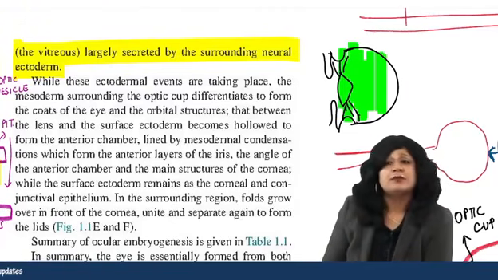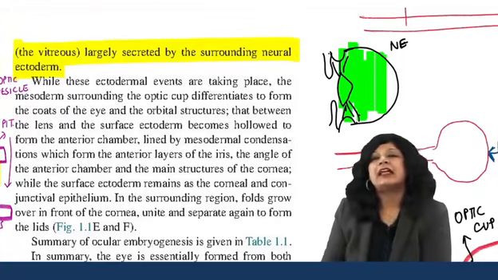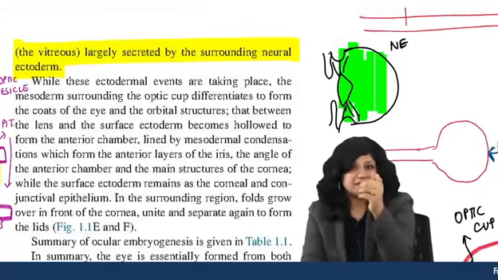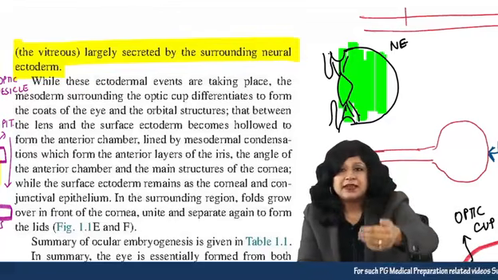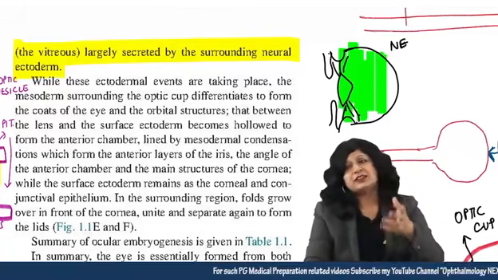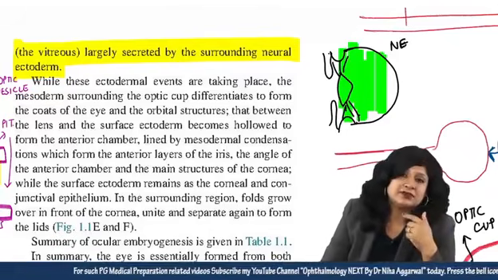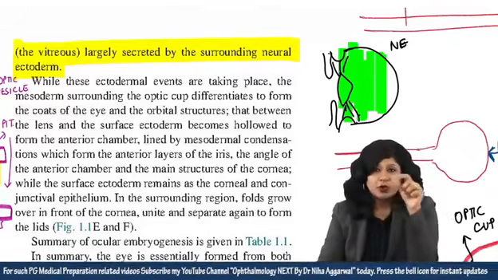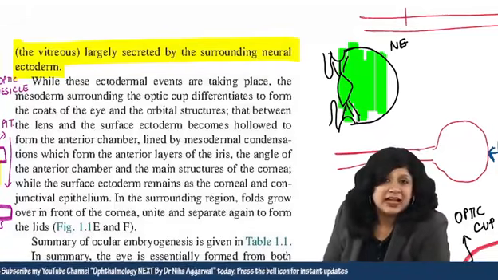So basically this structure is showing that all these structures which are present posteriorly, starting from the RPE, then the neurosensory retina, then the secondary vitreous, the tertiary vitreous, the ciliary zonules, all these things are actually derivatives of neuroectoderm, while the hyaloid artery is a derivative of the mesenchyme, that is representing the neural crest.